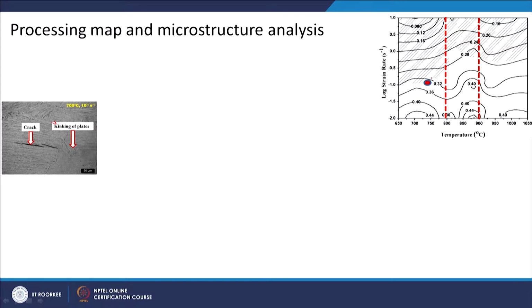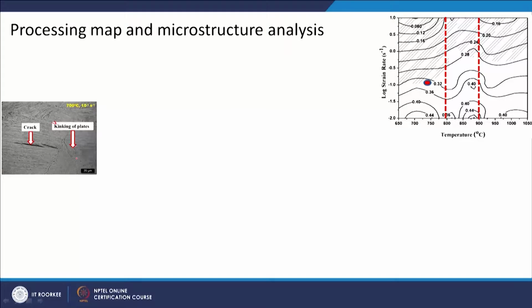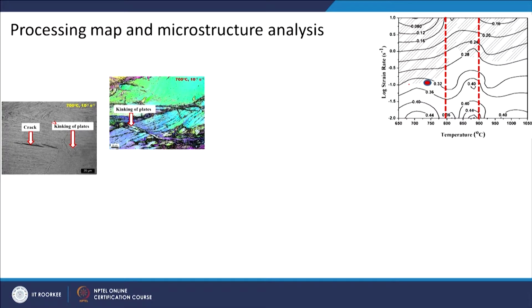This is one of the conditions where we were seeing instability, and at that particular condition we have some crack formation. Another unstable microstructure, which I told you about earlier, is called kinking. Two plates are there and they got kinked. Kinking is there at 700, 10 to the power minus 1, and we did some more detailed study about how this kinking takes place. So, this is what a kink is.